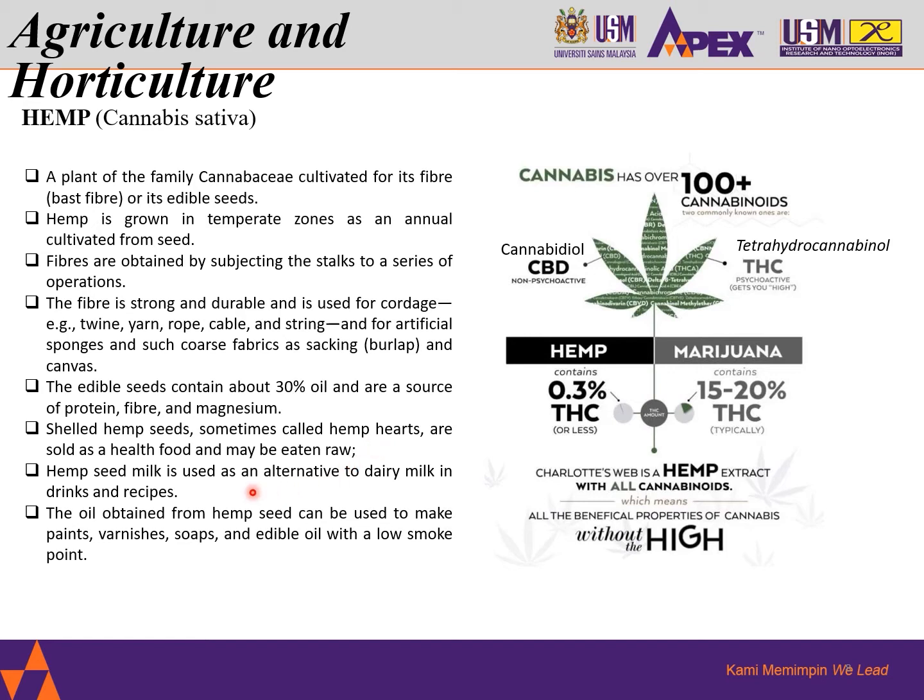Hemp seed milk is used as an alternative to dairy milk in drinks and recipes. The oil obtained from hemp can be used to make paints, varnishes, soaps, and edible oil with a low smoke point. It has over 100 cannabinoids, of which two are normally known: cannabidiol, CBD, and tetrahydrocannabinol, THC. THC is the part where you get high, okay, with the weed.